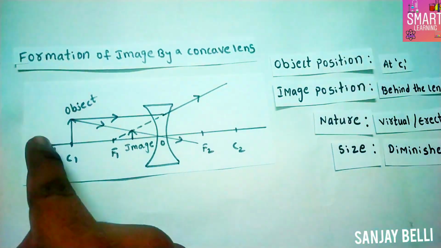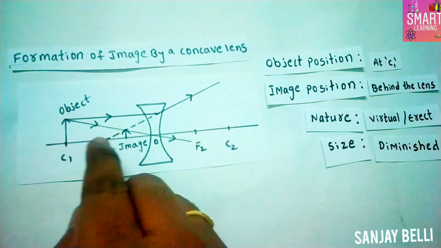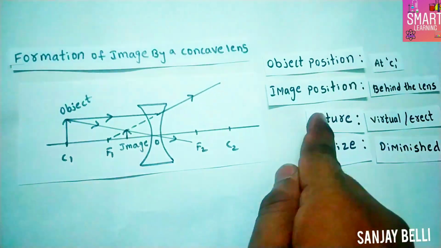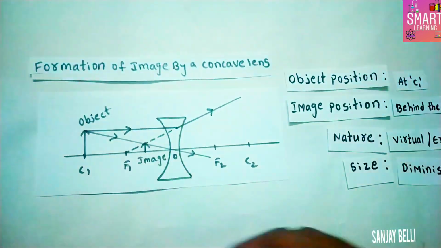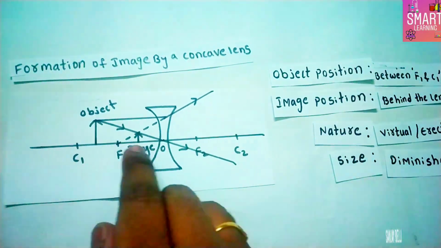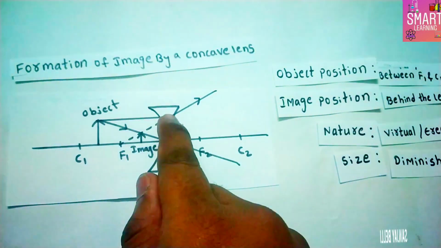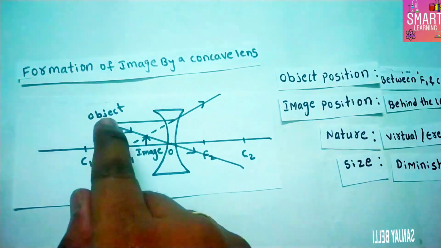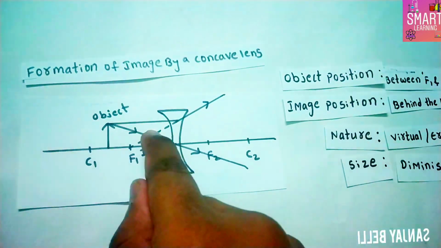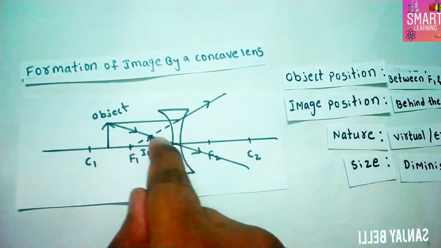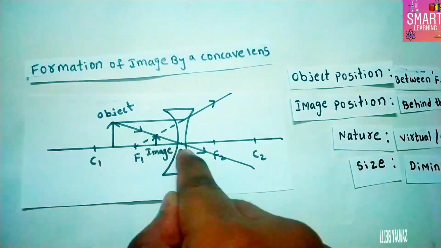Even though we placed the object beyond C, we got the same image position, nature and size. Now you can observe, if you place an object between F and C also, the image position, nature and size will remain the same. Now you see, I placed an object between F and C. Same rules I used, rule 1 and rule 3. Parallel to the principal axis, passes through the focal point, passes through the optic center. Here you can see the two refracted rays. This is one refracted ray and this is another refracted ray. Both intersect inside the lens, so the image is obtained between O and F.